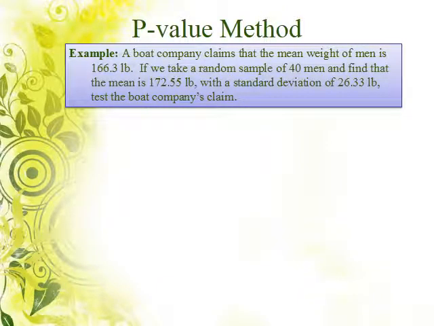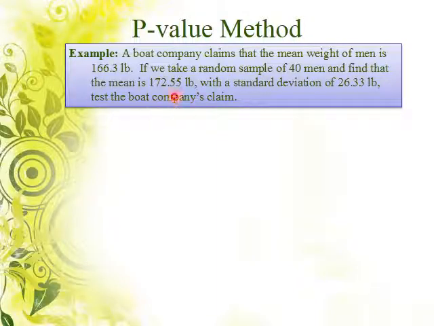So let's take a look at this example. A boat company claims that the mean weight of men is 166.3 pounds. If we take a random sample of 40 men and find that the mean is 172.55 pounds with a standard deviation of 26.33 pounds, we want to test the boat company's claim.